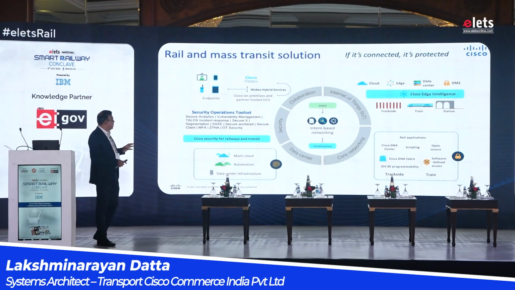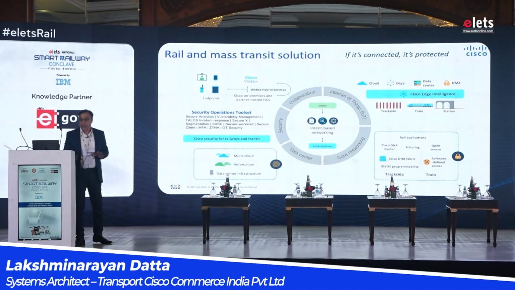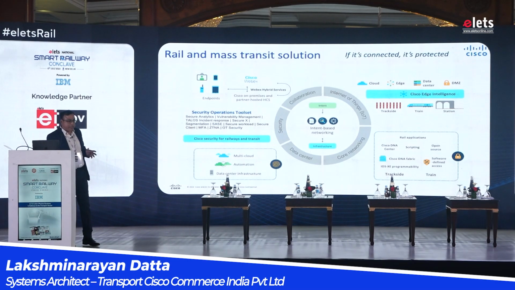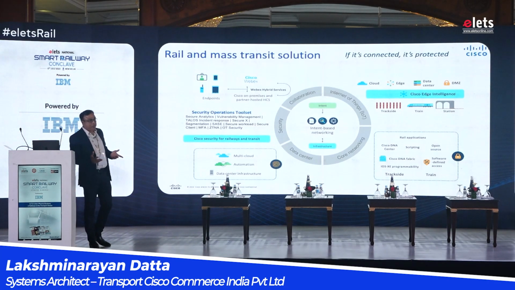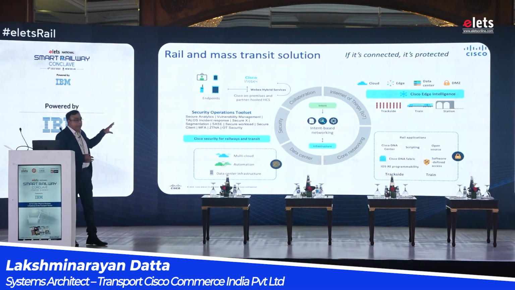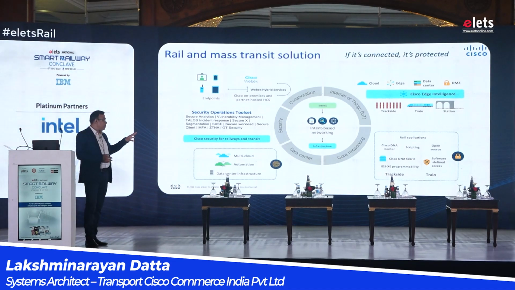This one is related to the solutions we have and propose for the metro. Some of the things we always use in the IT domain, but specific to railways there are also aspects. Like, I will talk about the collaboration part. There are five architectures from the Cisco point of view. First, I will touch on collaboration.